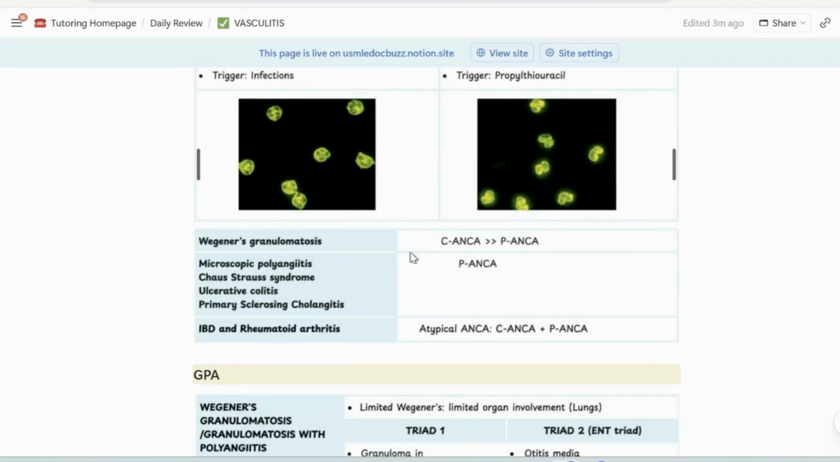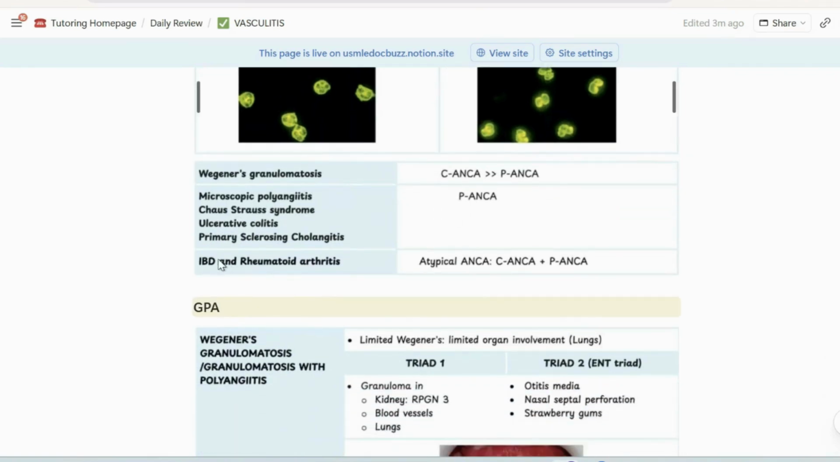Okay, now you may see that in IBD, inflammatory bowel disease, or rheumatoid arthritis, you may see involvement of both of the ANCAs, right? But as a general rule, P ANCA is involved in almost everything, and sometimes C ANCA dominates in certain scenarios. That's how you remember them.